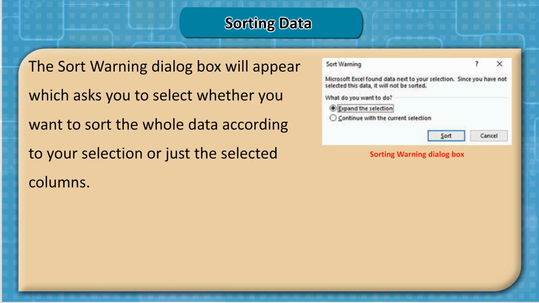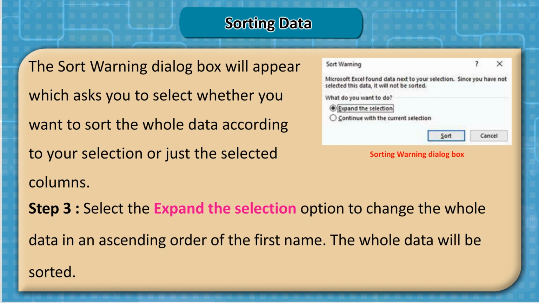The Sort Warning dialog box will appear, which asks you to select whether you want to sort the whole data according to your selection or just the selected columns. Step 3. Select the Expand the Selection option to change the whole data in an ascending order of the first name. The whole data will be sorted.